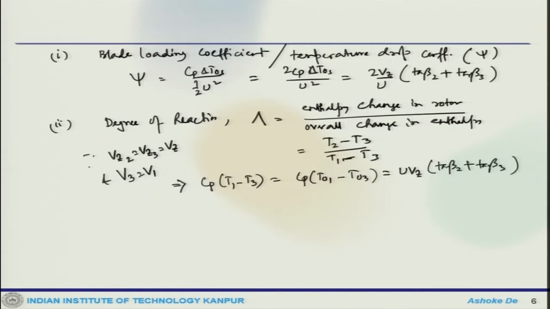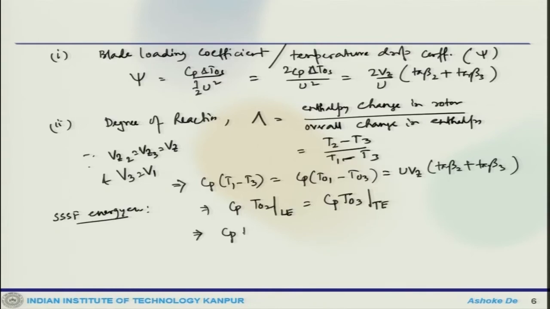So, relative to the rotor blades, the flow does no work. Now, if I write the steady flow energy equation, that yields Cp T02 at the leading edge is Cp T03 at the trailing edge, which is nothing but Cp T2 plus half W2 square equals Cp T3 plus half W3 square.